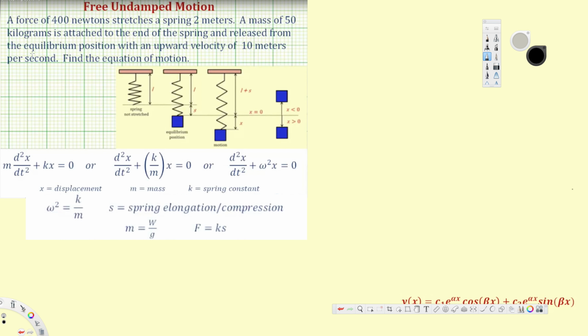Hey guys, in this video we are going to see an example of a free undamped motion initial value problem, and in this particular problem we are asked to find the equation of the motion. Now let's look at the given information.